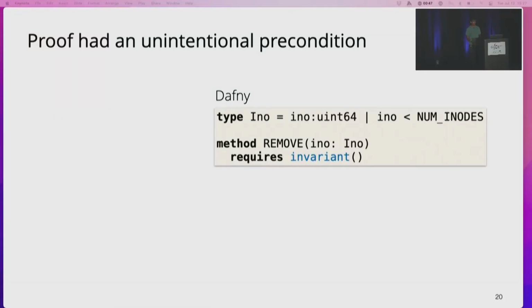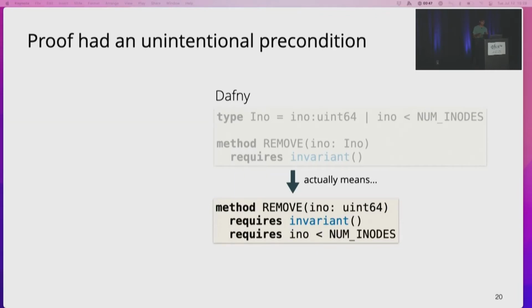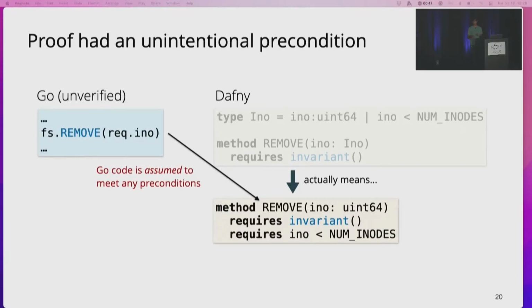The code in question involves a type of inode numbers, ino, which uses a Dafny subset type to say that this inode type only consists of inode numbers that are within bounds. When you take an ino as an argument in a method in Dafny, it's slightly subtle, because what it actually means is that you're creating an implicit precondition that the inode number passed in is bounded. Normally this is okay because it's going to be verified, but in the case of this remove call that I'm showing on the slide, this is actually a problem because it's called directly from unverified Go code.